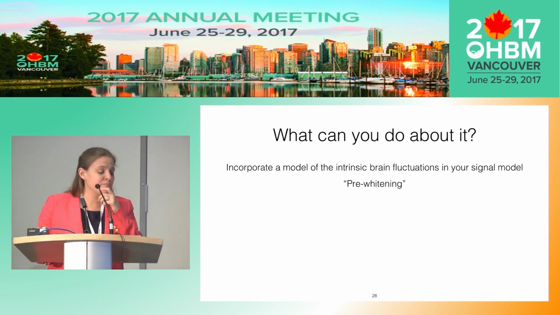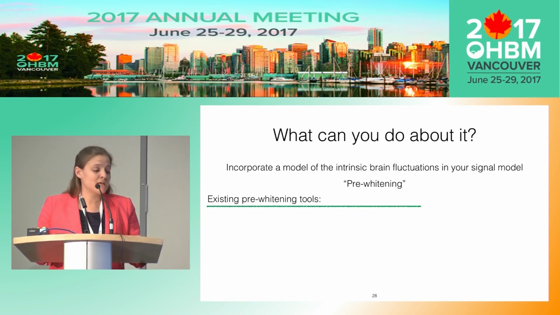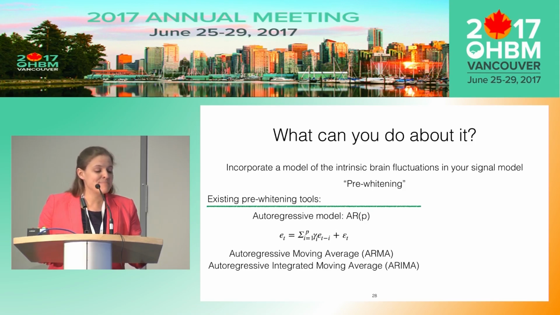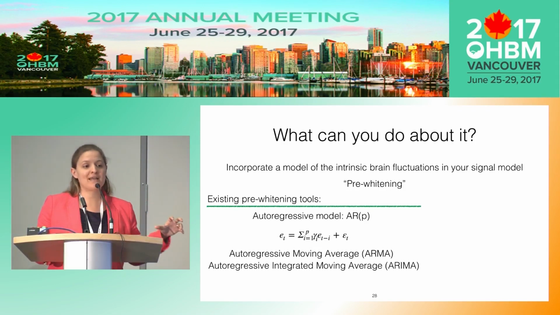So what can you do about it? Fortunately, there are tools available in standard packages, and the task fMRI world has really developed these thoroughly. And the one I'll talk about is pre-whitening. The existing pre-whitening tools, I won't go into detail, but it's things like an autoregressive model or ARMA and ARIMA models. And the idea is that you can say, there's some structure in my residuals. I don't know what it is a priori, or I would have put it in my noise model. But what I can do is estimate the parameters of something like an autoregressive model. So I can sort of empirically decide what these fluctuations are, then go back and put that in my signal model. Now my model is more complete. My residuals are more white.